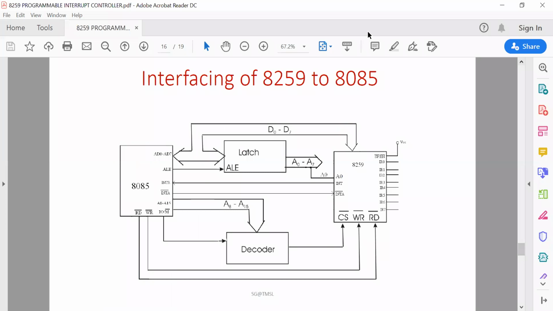Do you have any queries? If you have any queries or doubts regarding the 8259 IC, you can ask me now. No, sir. Yes. Who is talking? Indrani Hajra, do you have any queries, any doubts?